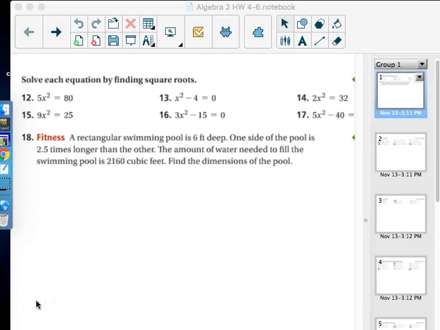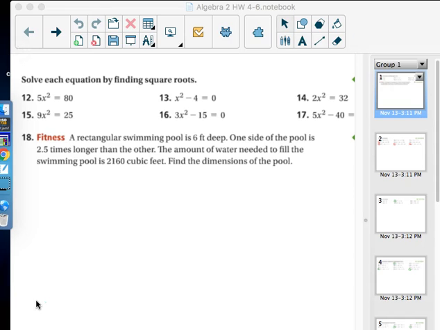So number 18 is right up here, and it says we have a rectangular swimming pool that is 6 feet deep. One side of the pool is 2.5 times longer than the other. The amount of water needed to fill the swimming pool is 2,160 cubic feet. Find the dimensions of the pool. Wow, that sounds like a lot of junk, doesn't it?